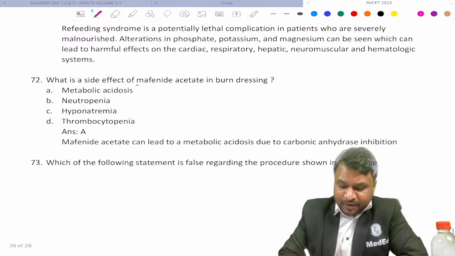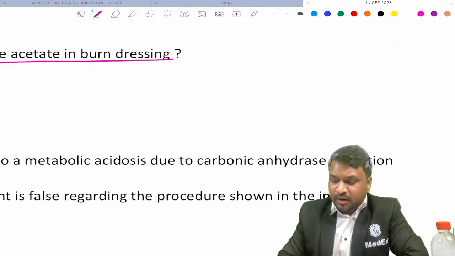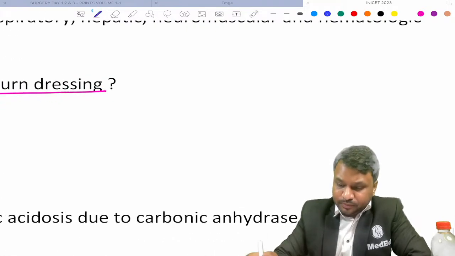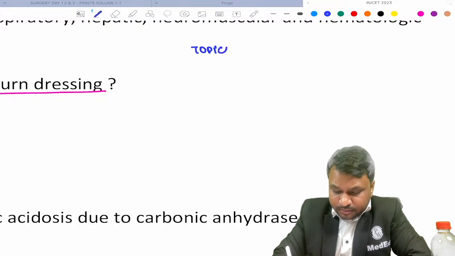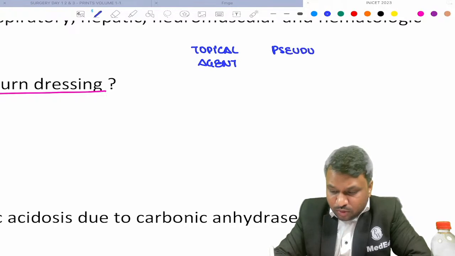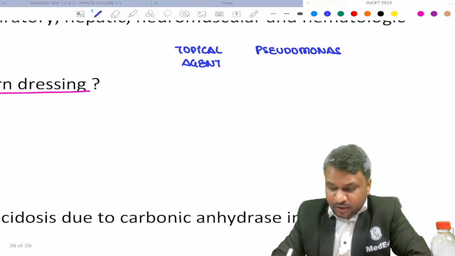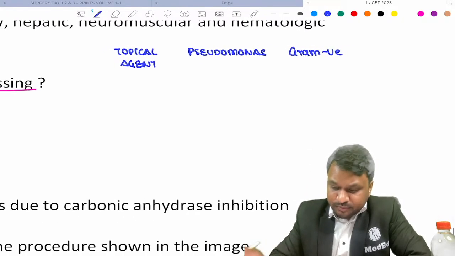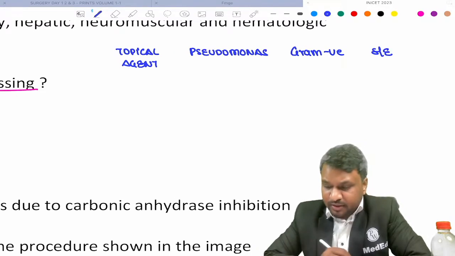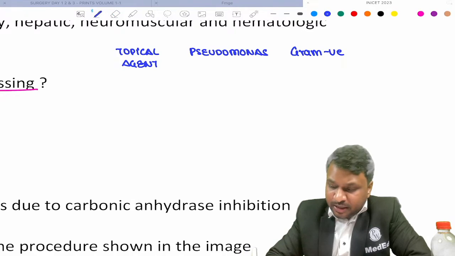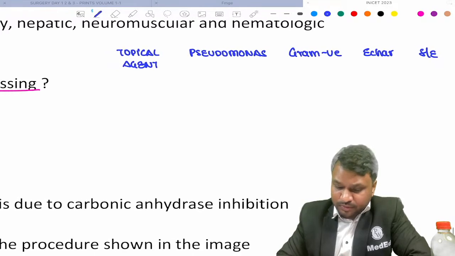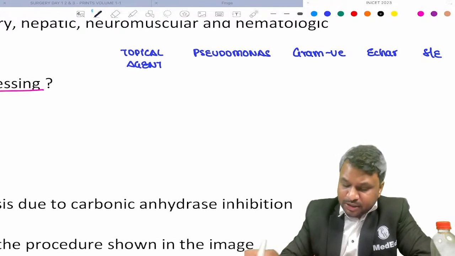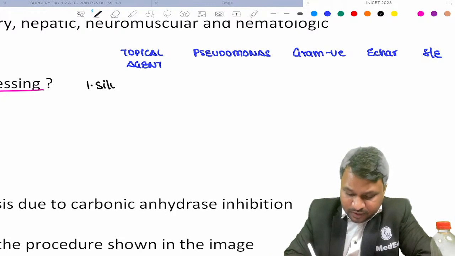What is the side effect of mafenide acetate in burn dressing? Now, for the burn wound dressing, a quick recap. We'll talk about the topical agents. We'll see their effect on Pseudomonas, their effect on gram-negative bacteria. Can it penetrate eschar? And is there any specific side effect? Right? These are the components that we'll look across. Now, the first topical agent that we have is your silver sulfadiazine.